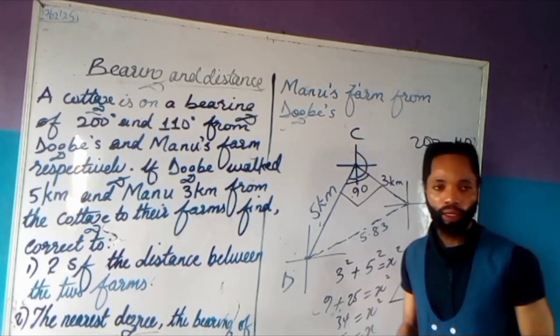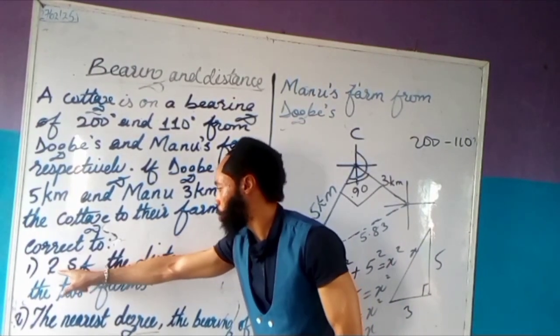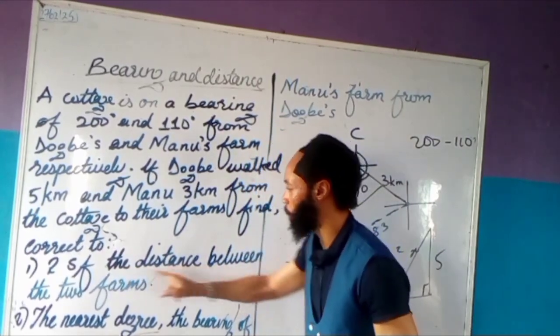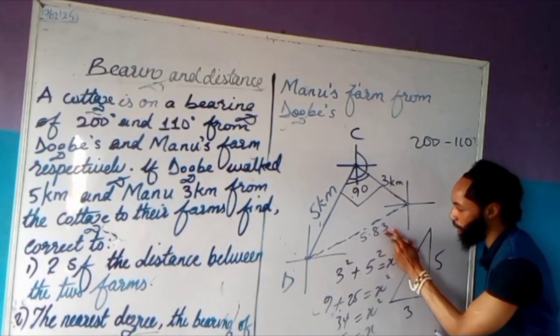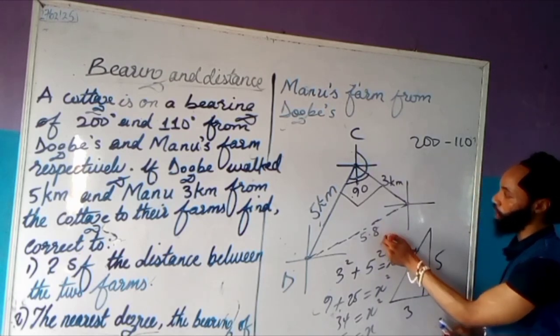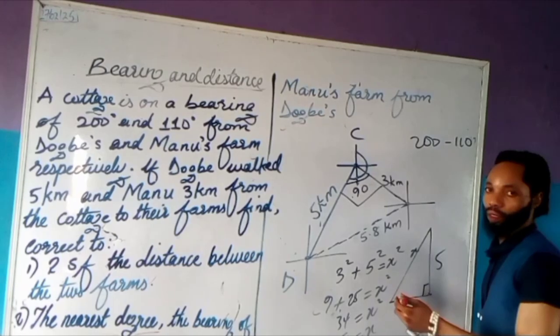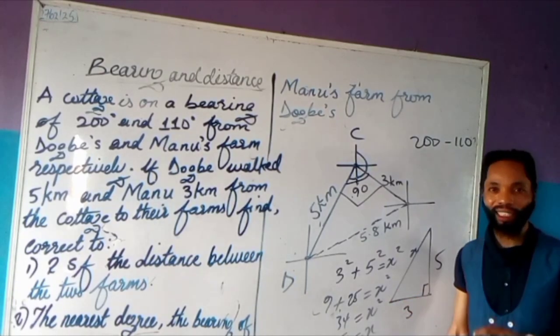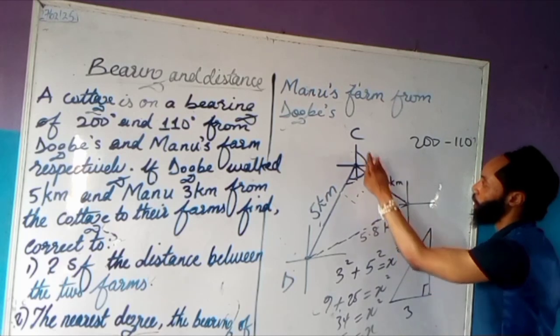5.83. 83 what? And they say find, to two significant figures, the distance between the two farms. So two significant figures gives 5.8. So our answer is 5.8 kilometers. Someone asked how we got the 90, so let me go over it again.